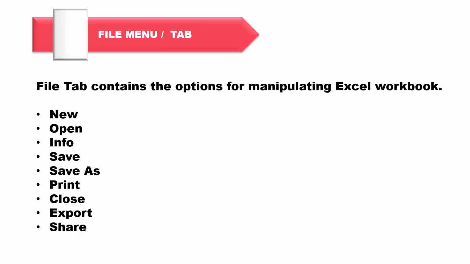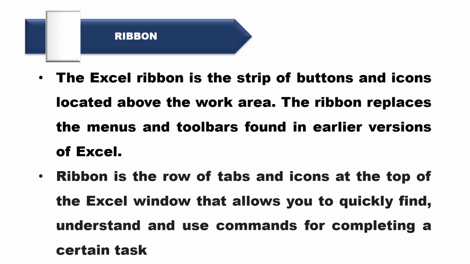The next one, an important tab in the work area of the Excel window, is the File tab. The File tab will have multiple options including New, Open, Information, Save, Save As, Print, Close, Export and Share.